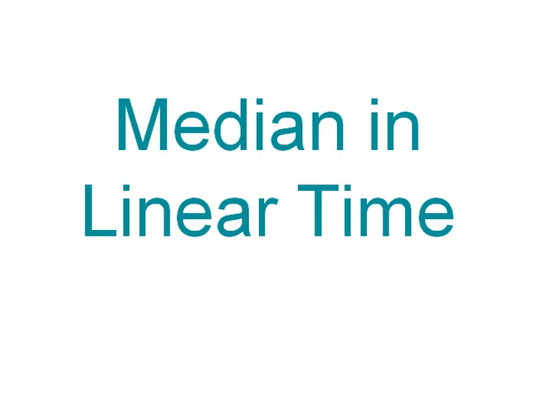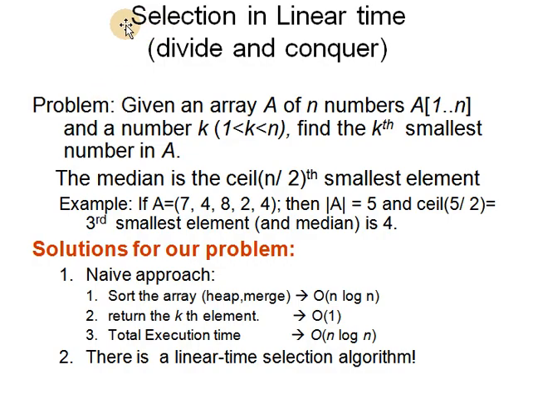This is the first non-trivial algorithm we're encountering. It's also called selection in linear time, and it's a divide and conquer algorithm. The problem is: given an array A of n elements, 1 to n, and a number k between 1 and n, find the kth smallest number in A. So the median would be the ceiling of n by 2 smallest number in A.